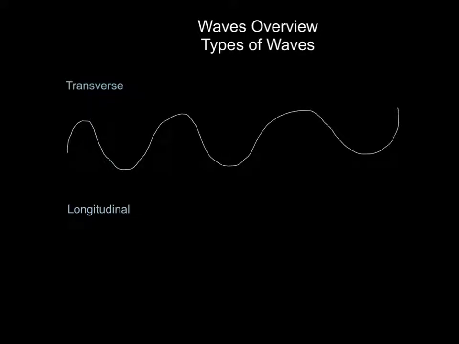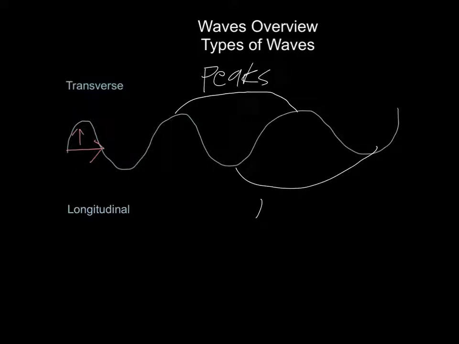Now remember, the motion of a transverse wave is going to be perpendicular to the displacement of the particles. So while the particles move up and down, the wave is going to move forward. Remember, we have specific spots that we want to keep track of. We have here the peaks, and then below we have the troughs.